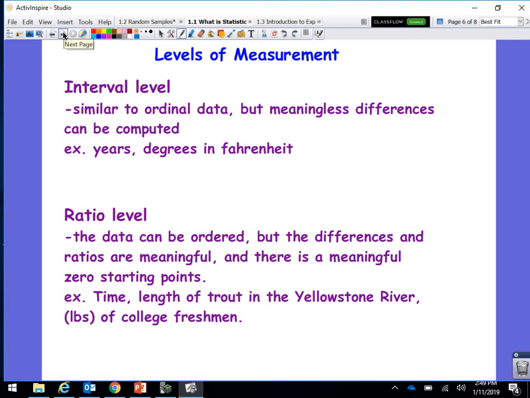Interval, similar to ordinal data, but now you have a meaningful difference that can come out of that. For example, years, degrees in Fahrenheit. I think of it this way. Interval level is when you're dealing with numbers and there is no set zero to start from. So Fahrenheit has a number associated with that, but there's no 0 degrees that you start from.